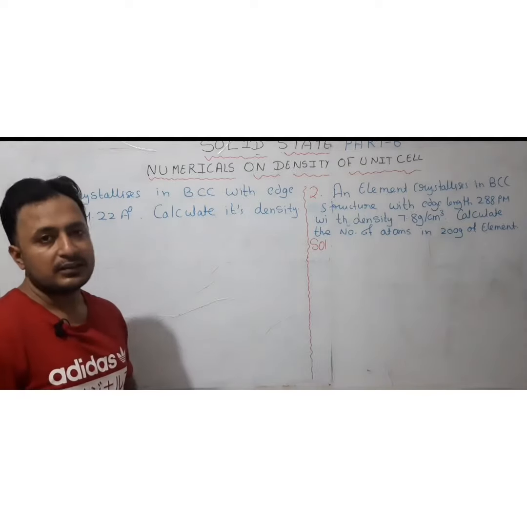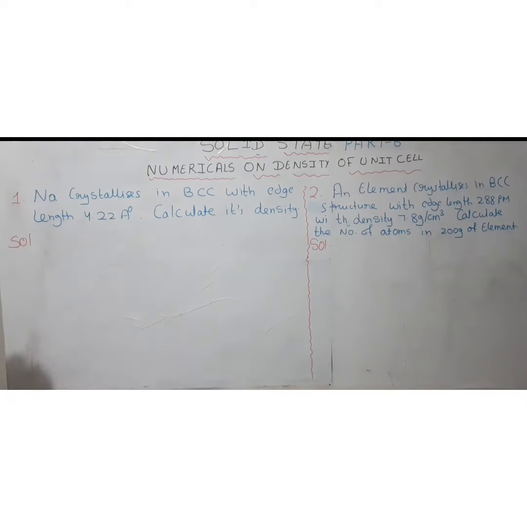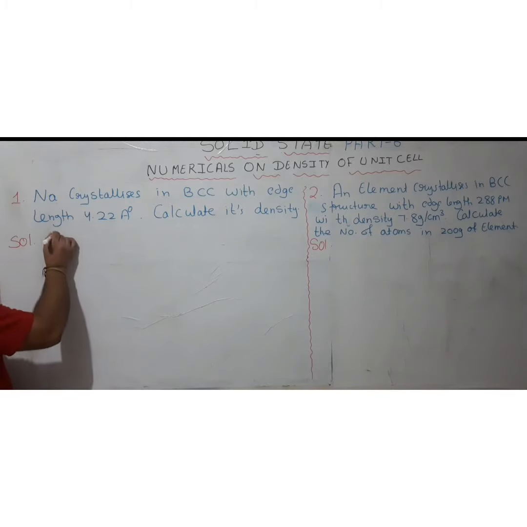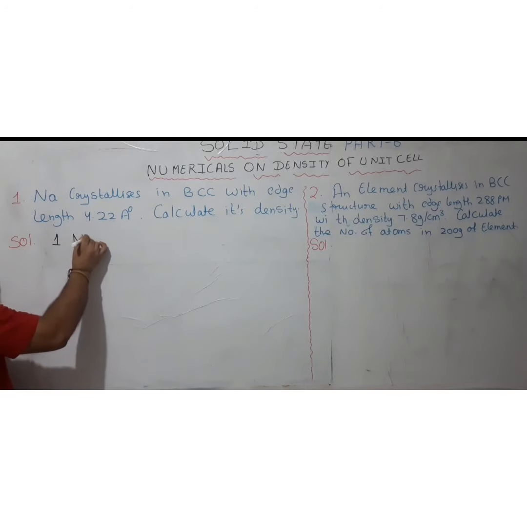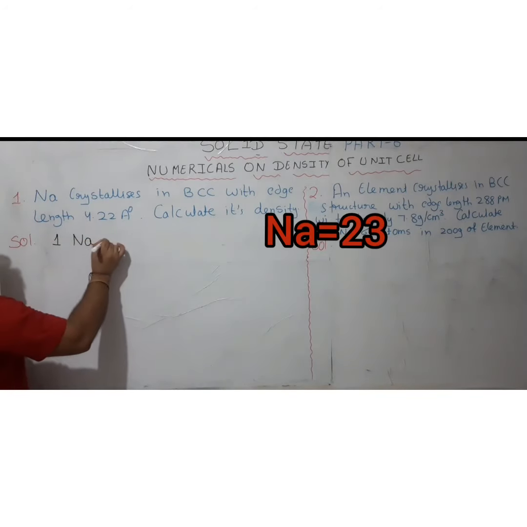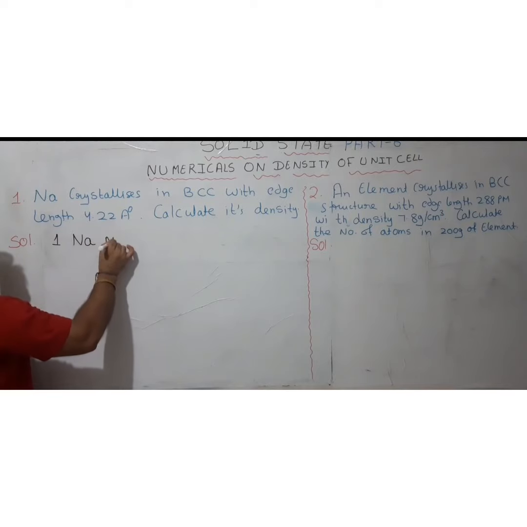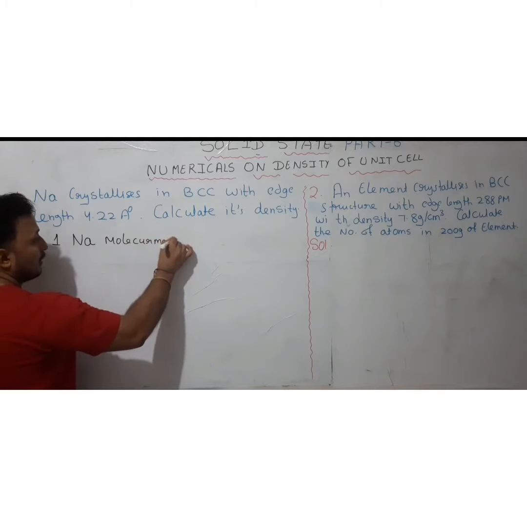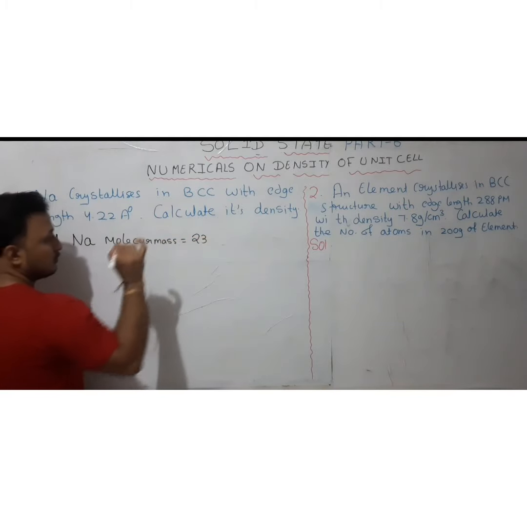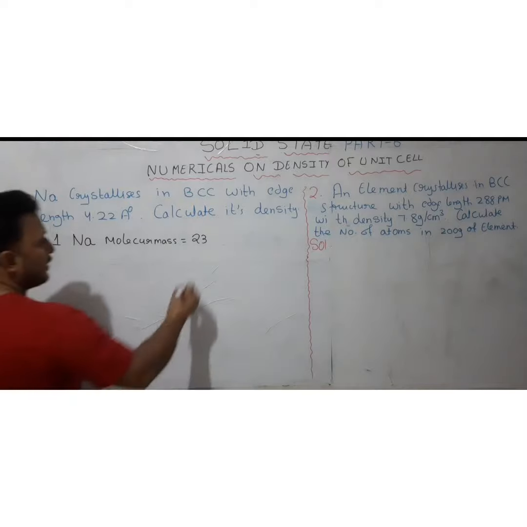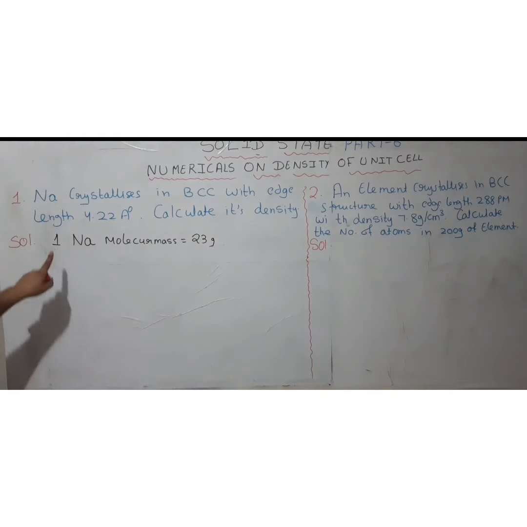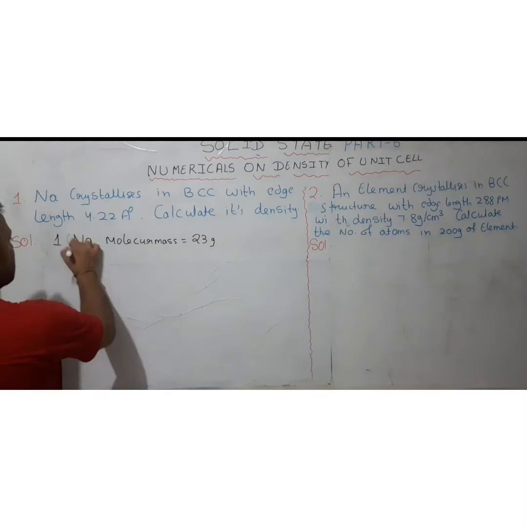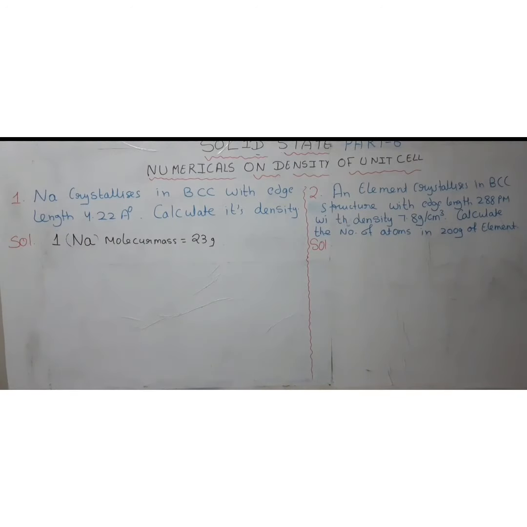Then calculate the density. Now what you have to do, first of all, you need to write the things which are given to you. So one by one we are going to write. First thing which is given here is the sodium metal, and the molecular mass of the sodium metal, as you all know, is equivalent to 23. We can use 23 gram. So the sodium atom molecular mass is given as 23 gram.